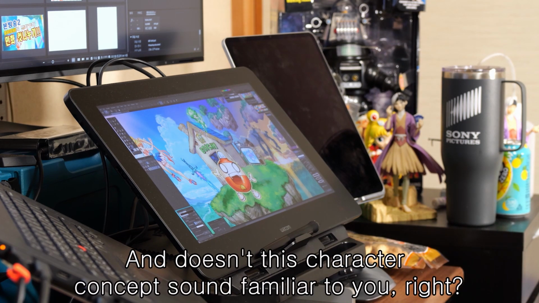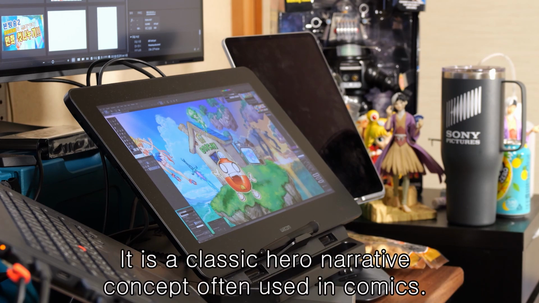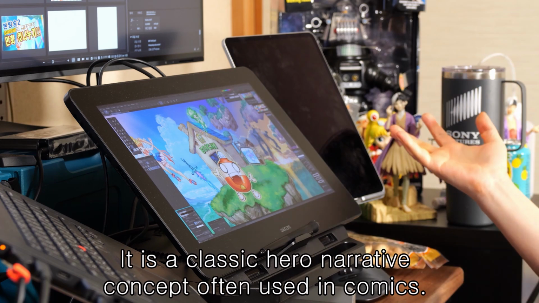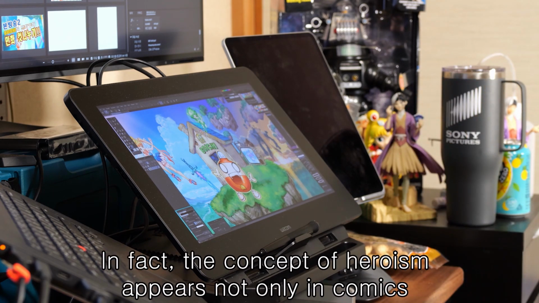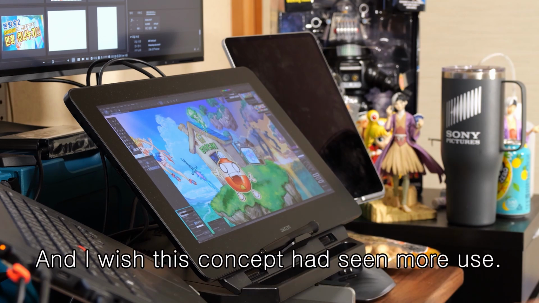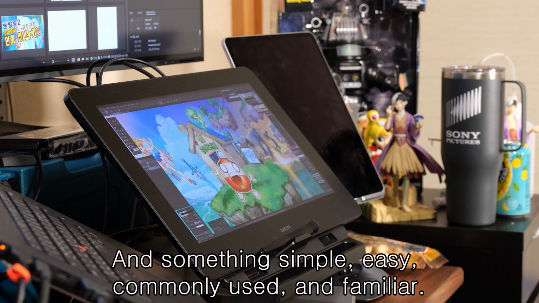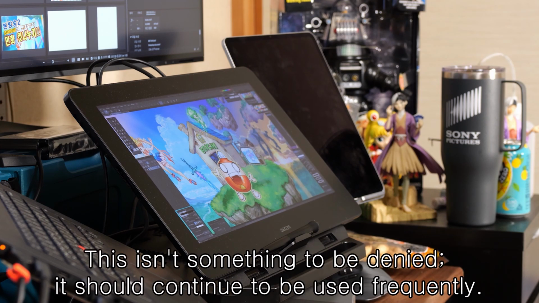And doesn't this character concept sound familiar to you, right? If you think so, you're correct. It's indeed an ancient concept. It is a classic hero narrative concept often used in comics. In fact, the concept of heroism appears not only in comics but also in literature and mythology worldwide. And I wish this concept had seen more use. Why? Because classics should be eternal, and something simple, easy, commonly used, and familiar. This isn't something to be denied. It should continue to be used frequently.